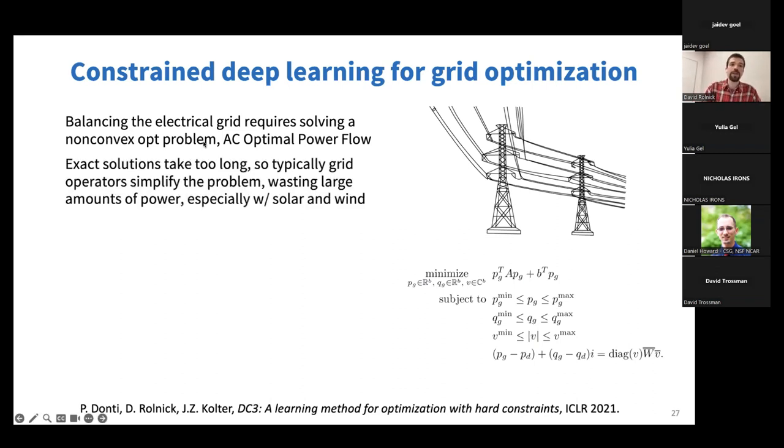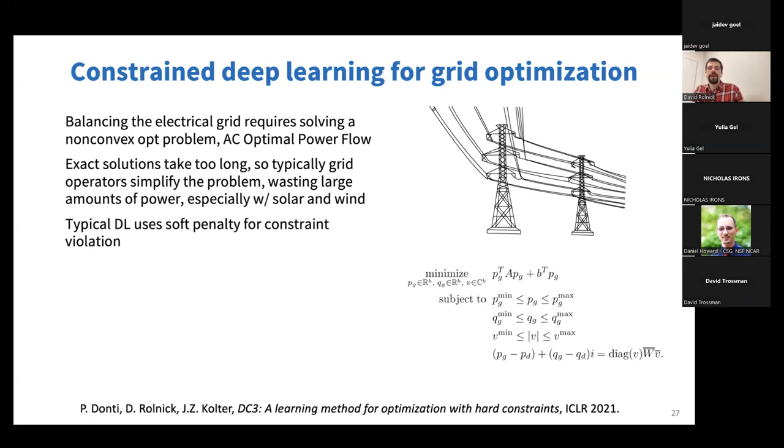And so in practice, grid operators who are trying to work out how much power to produce in order to meet demand need to solve this problem, but solving it exactly takes too long, so they typically linearize the problem. They simplify it greatly by linearizing this quadratic problem, and in the process, they waste large amounts of power, especially in the case of solar and wind power.